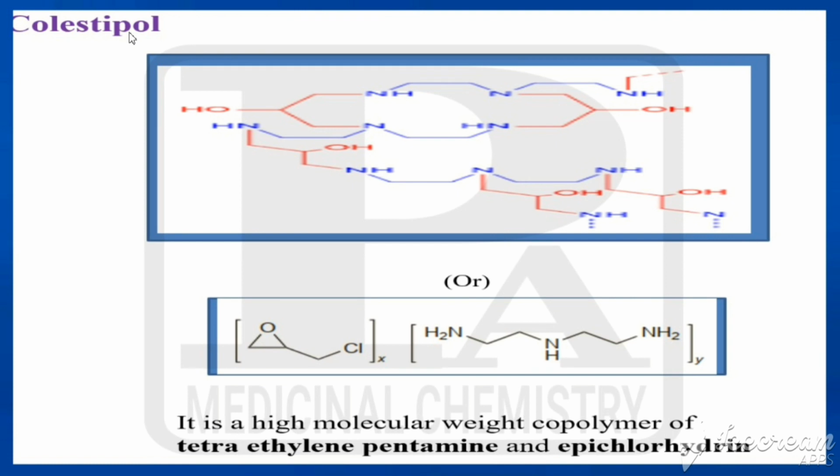Next drug is called cholestyramine. It is coming under bile acid sequestrants. Already we have seen cholestyramine resin, that is also a bile acid sequestrant. So look at this structure. It is a high molecular weight copolymer of tetraethylene pentamine and epichlorohydrin. Two structures, in these two you can write any one. So this is called epichlorohydrin, and this is tetraethylene pentamine. These two would be fused, and we are getting this structure that is called cholestyramine.